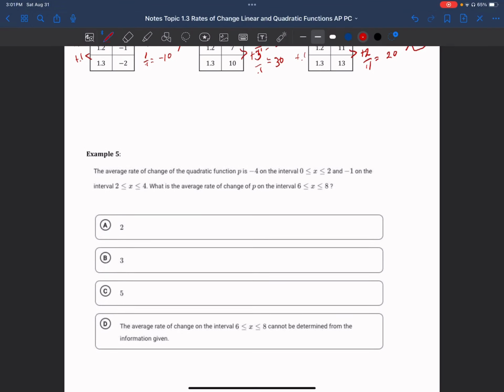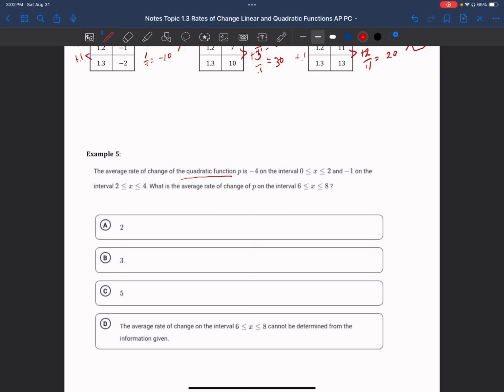Okay, so we're going to start by reading the question. It's telling me that the average rate of change of a quadratic function p is -4 over the interval 0 to 2, and then -1 on the interval 2 to 4. And they're asking me what is the average rate of change of p over the interval 6 to 8. I am going to make a note of some important information. They did tell me that I have a quadratic function, so I can use some of the properties that we have discussed in the video to figure out what the answer is.